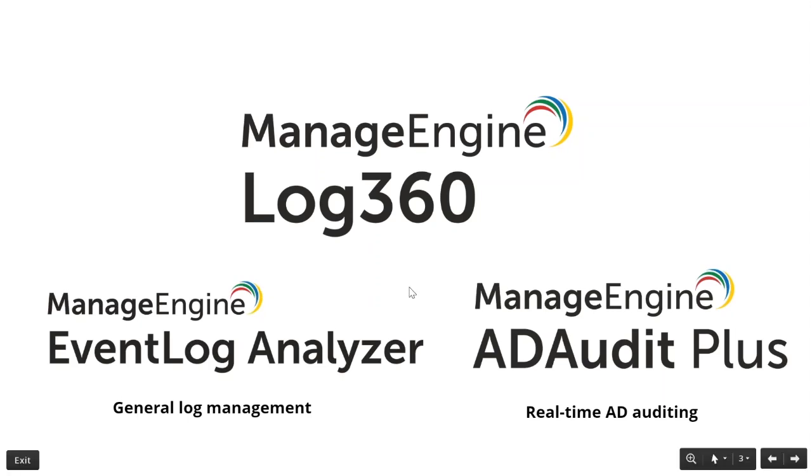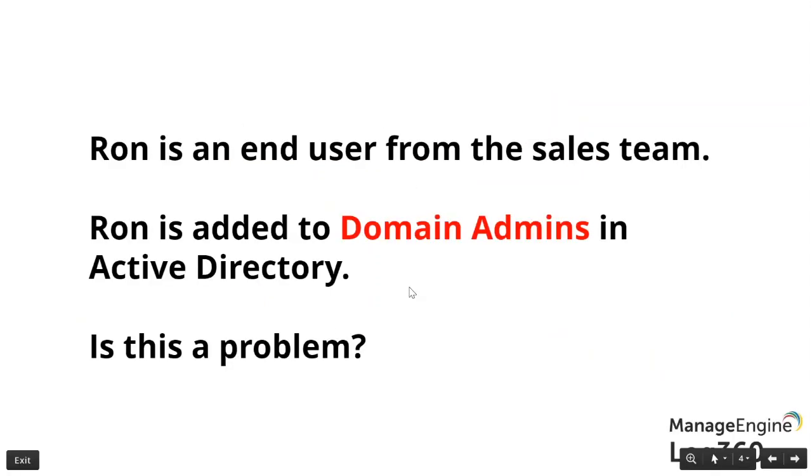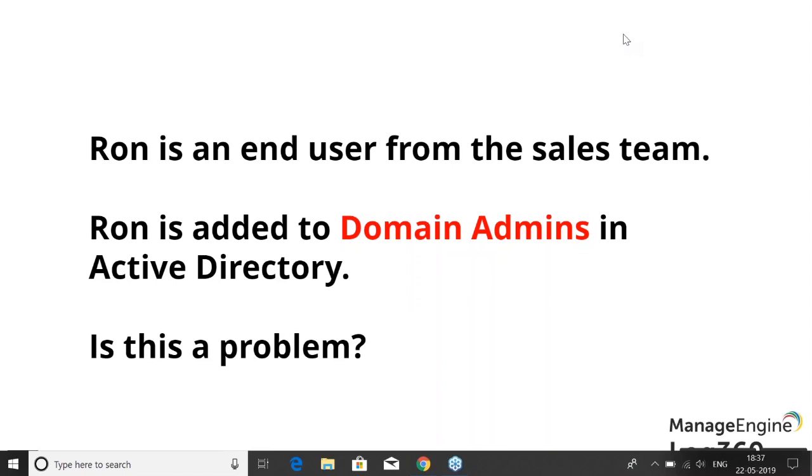So when we talk about SIEM, I want to start off with this simple example of a security incident that may well happen in any one of your organizations, right? So you can see that Ron is an end user from the sales team, and Ron is added to the domain admins group in Active Directory, right? And is this a problem? Of course it's a problem, right? Because this could be a potential privilege escalation, and this could potentially jeopardize your security policy, right?